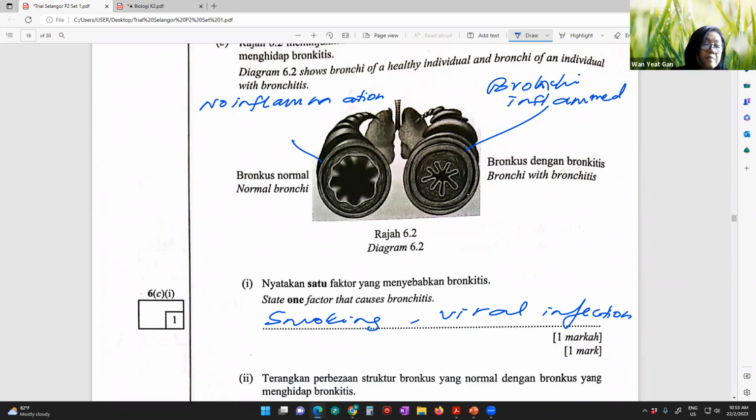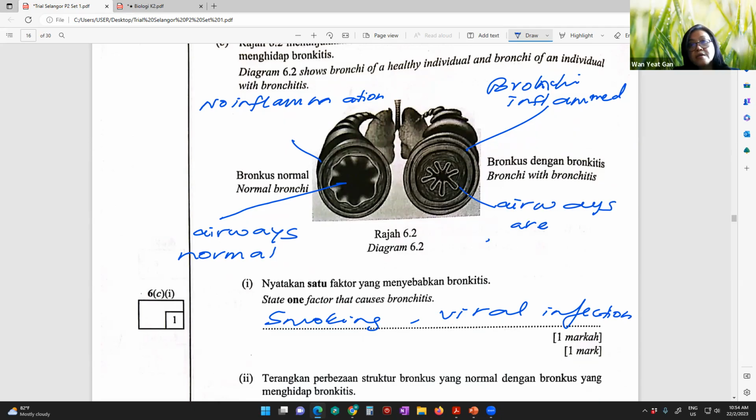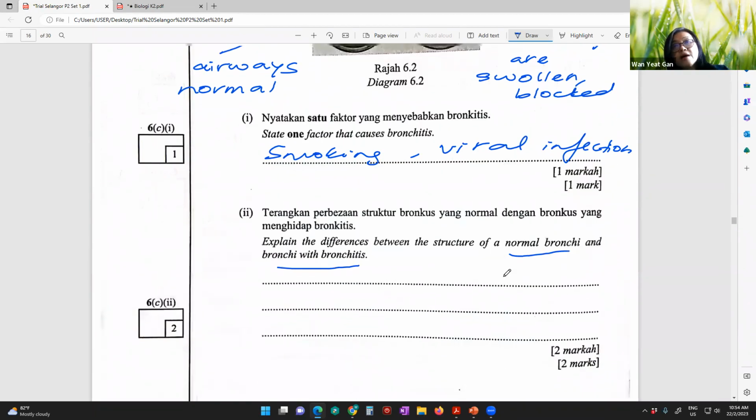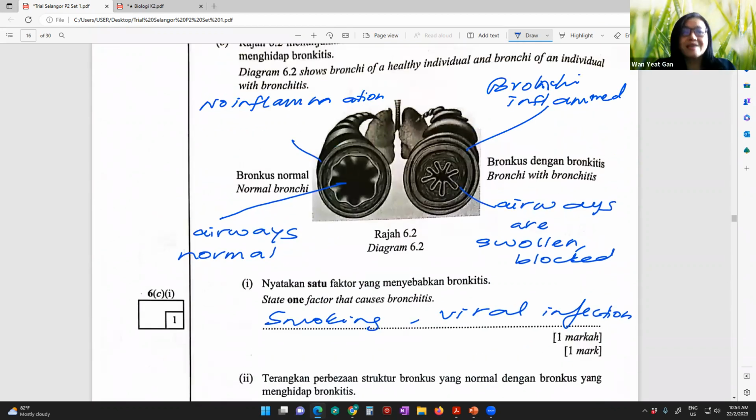Okay, next, the airways. The airways here, or we can also say the passage for the air to flow. Okay, here the airways are normal, whereas here the airways are swollen and blocked. Okay, right? So let's see how many marks. 2 marks, so that is sufficient actually, but I can give you another one.